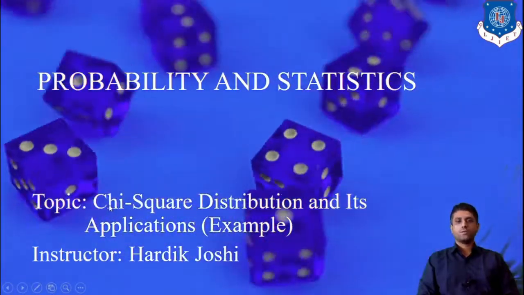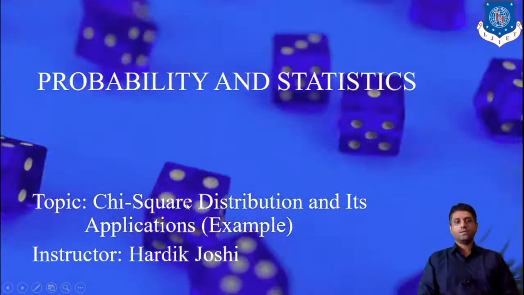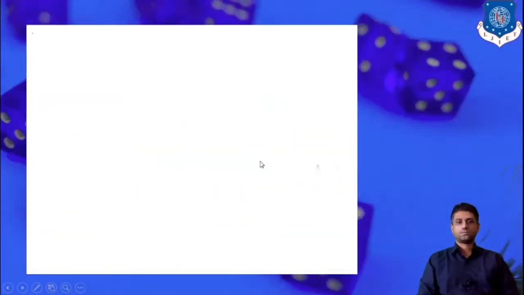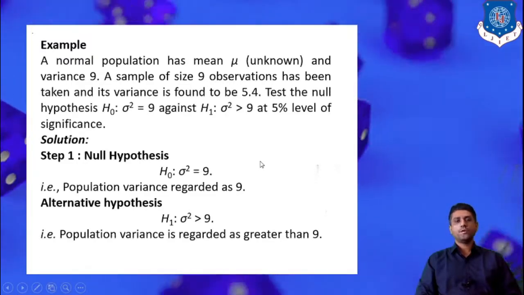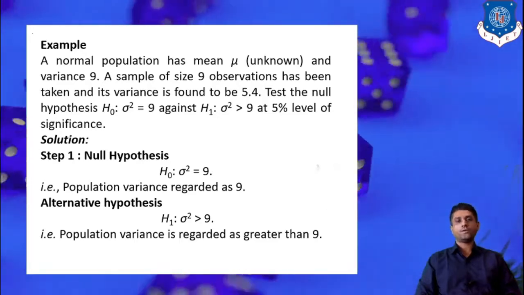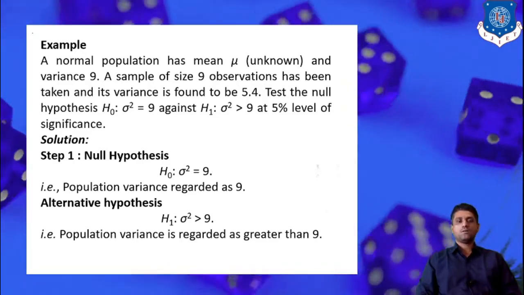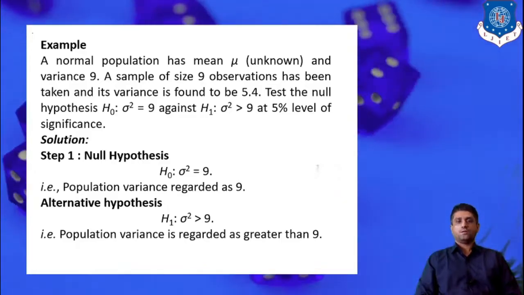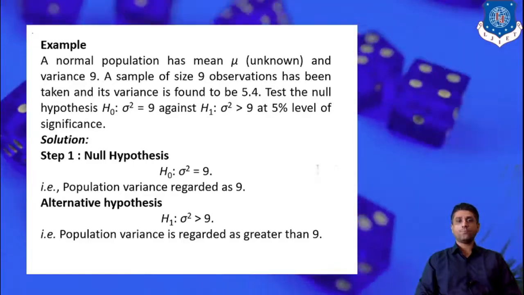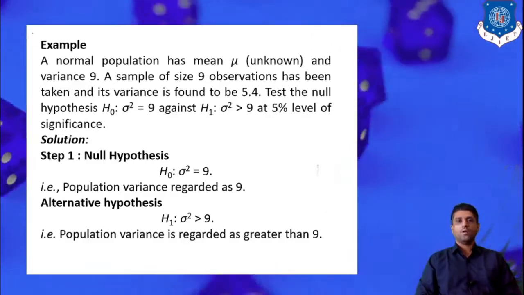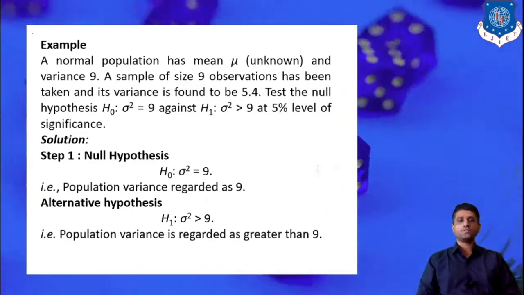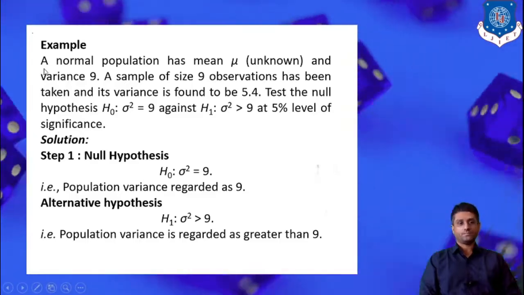Now in this lecture we will see an example corresponding to the chi-square distribution. In our previous lecture we saw the whole procedure of the chi-square distribution, how we can check the population variance, that is whether the null hypothesis is rejected or not rejected when the population variance is known and the population mean is unknown. So this is the second example.